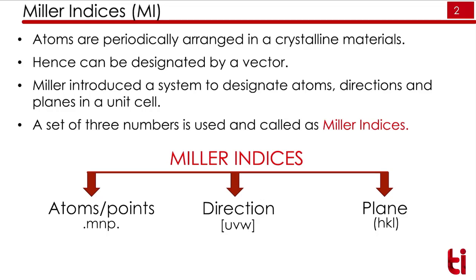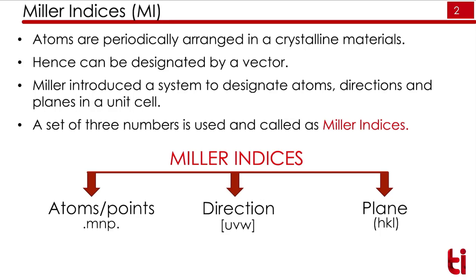Indices is the plural of index, that is a set of three numbers. These three numbers will designate the position of that particular atom or the particular direction or the particular plane along x, y and z axes. So there are basically three types of Miller indices. First is for atoms. The symbol for writing it is dot, M, N, P, dot. M, N and P are the position coordinates of atoms or points, and dot is a symbol for representation of that.